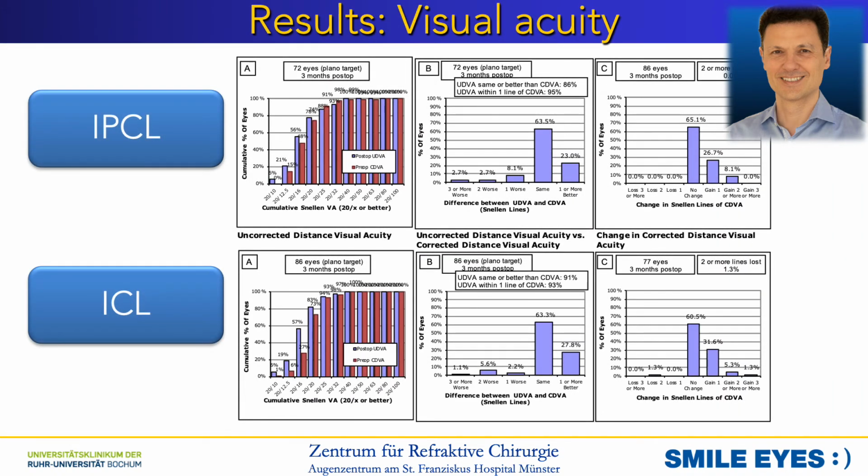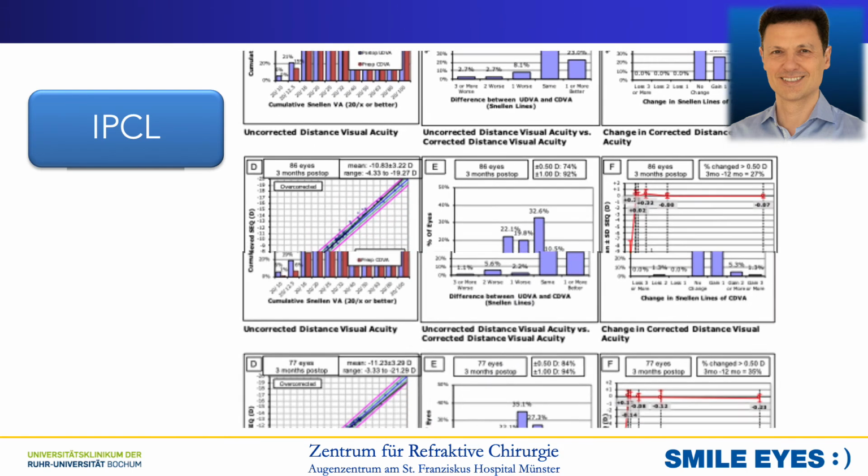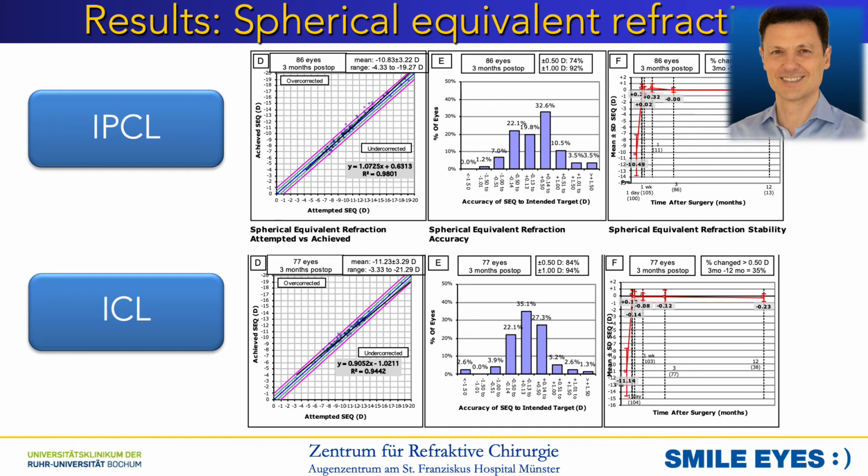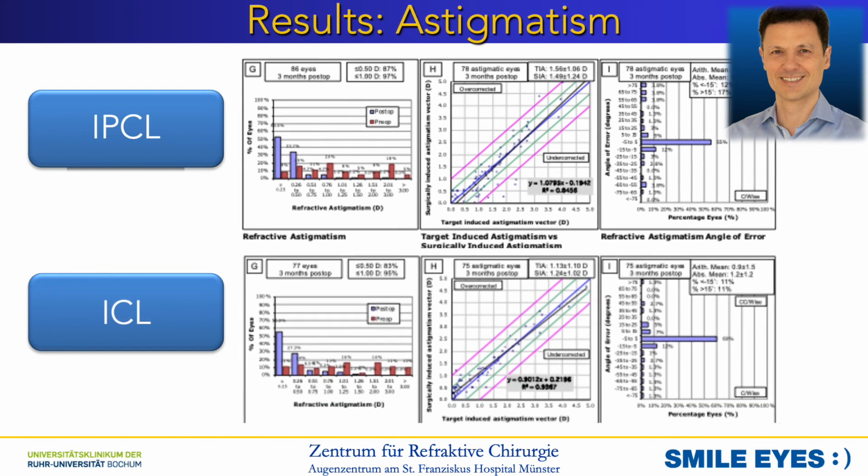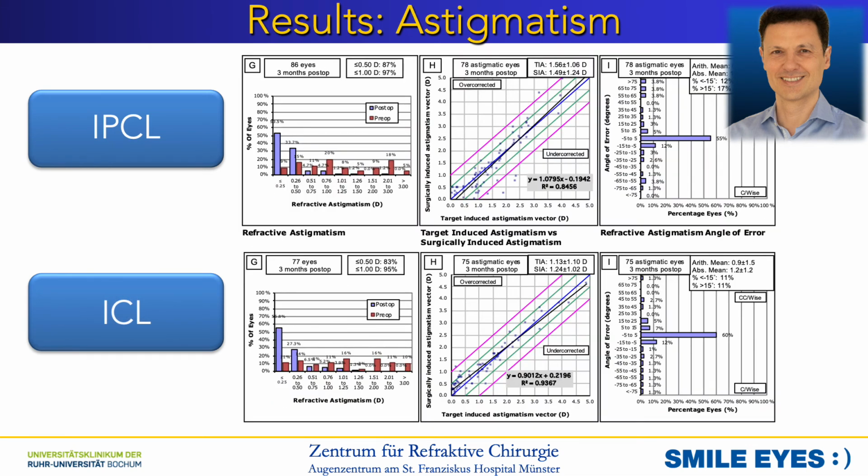So looking at the uncorrected visual acuity after 3 months in those eyes with plano target, we found more than 90% within 1 line of corrected visual acuity pre-op with both models. Moreover, a similar number of lines of corrected visual acuity was gained with both eyes. Regarding spherical equivalent refraction, we observed an excellent correlation with both IOLs up to approximately 20 diopters of myopia correction. Similarly, the results in terms of astigmatic correction were comparable.